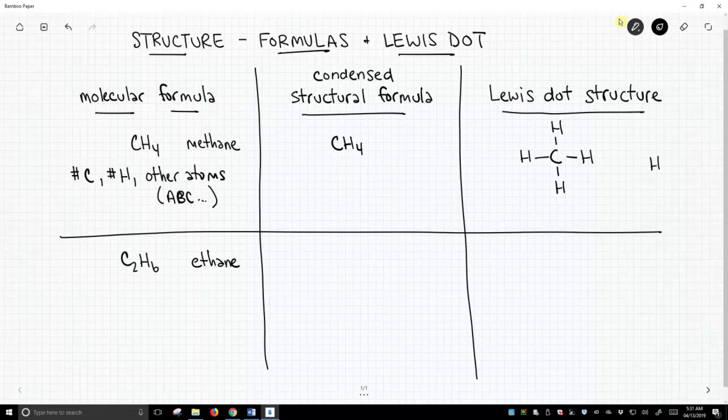From other videos, we know if we wanted to take this another level, we could show that this carbon, it's sp3 hybridized, it's tetrahedral, and so we could give this more detailed type of picture. But that is not a Lewis structure. Lewis structures are flat, and that's where that level of communication stops. So let's go to the next row, ethane.